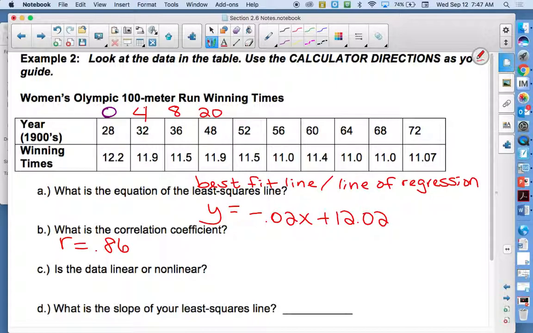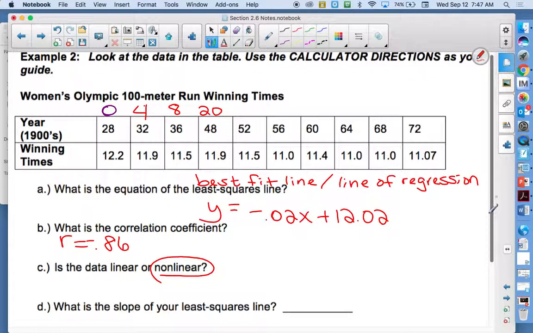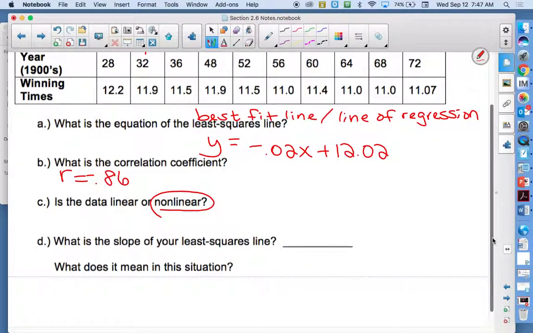It's a positive correlation. But part C says, is the data linear or nonlinear? It doesn't form a perfectly straight line, so it's nonlinear. Unless this R value is 1, then it would be linear. The R value is negative. Oh, negative? Thanks. She probably said that, I just missed it. So if it's negative, it tells us it goes down instead of going up. Thank you, Connor.